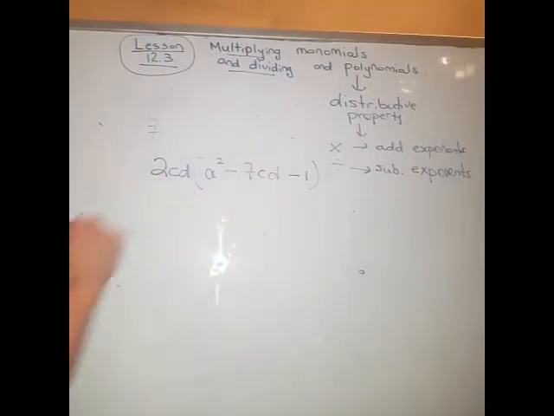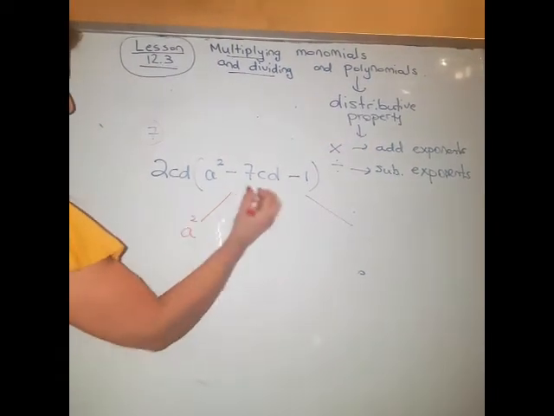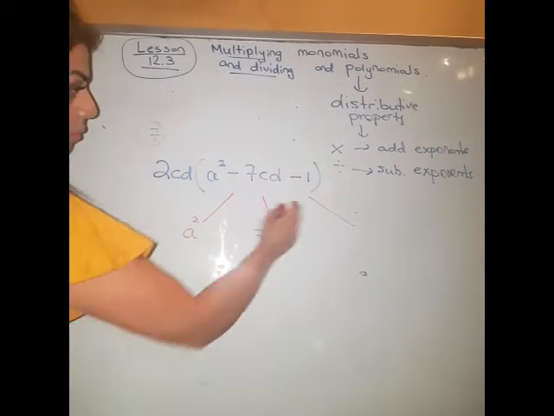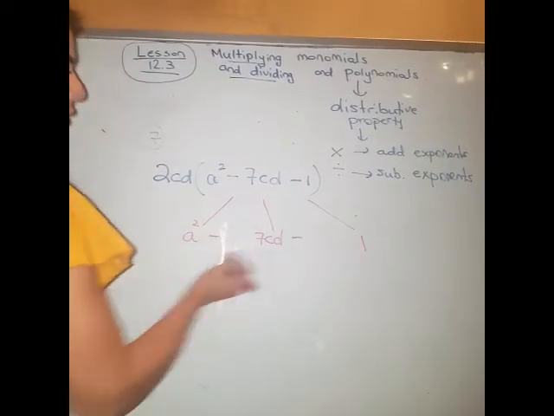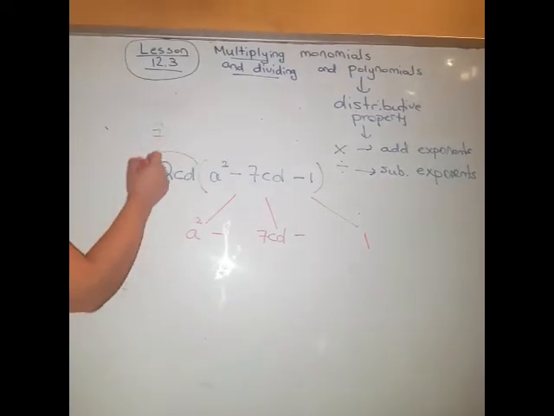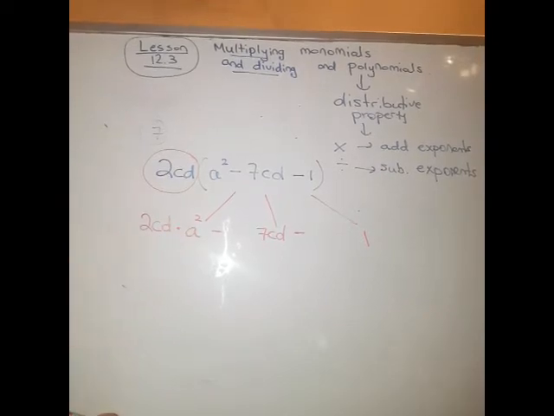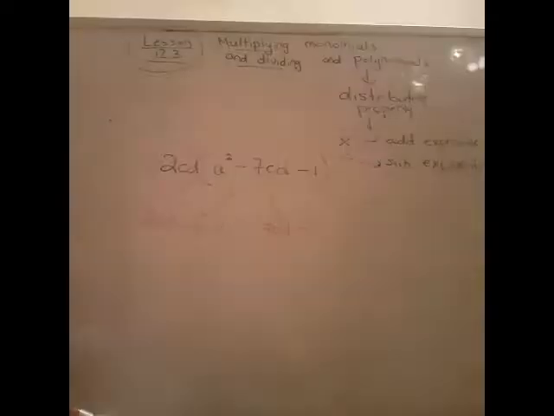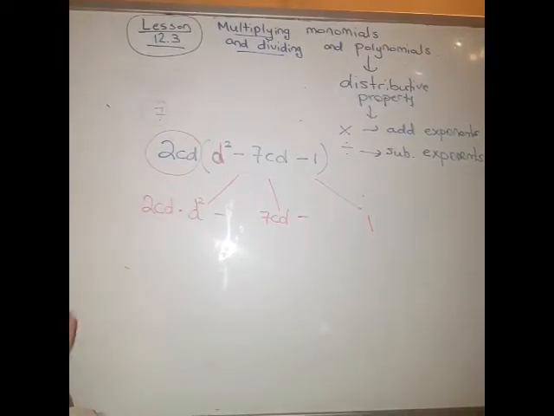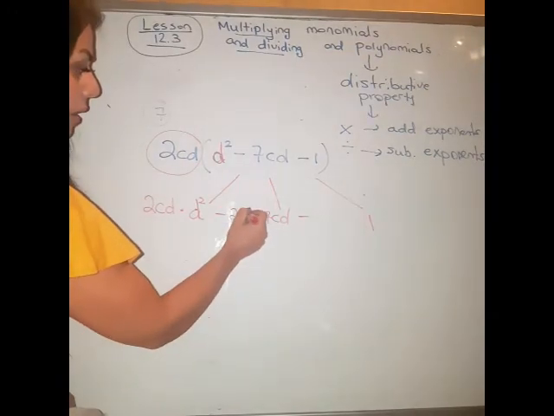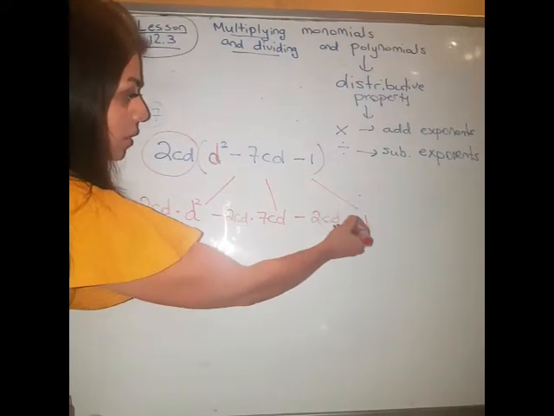Again, I have 3 terms in my parentheses. 1, 2, 3. A to the second, 7cd, and a 1. What are the signs? A negative and a negative. Now, what am I distributing? 2cd. 2cd times a2. This is a d to the second, I'm sorry. So this is a d to the second. And then 2cd times 7cd and 2cd times 1.